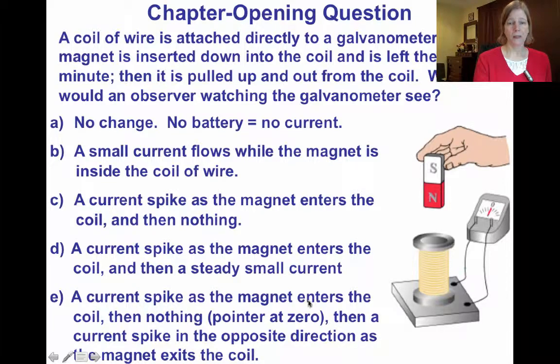A current spike as the magnet enters the coil, and that's correct. As the magnet's entering the coil, we have a changing magnetic flux, we induce a current. Then nothing, and that's true. While the magnet is sitting in there not moving, we won't get any current. The galvanometer will be at zero, pointer at zero. Then a current spike in the opposite direction as the magnet exits the coil, and that's correct. As we remove the magnet from the coil, then we get a current in the opposite direction as we had when it was entering the coil. So that's our best answer.